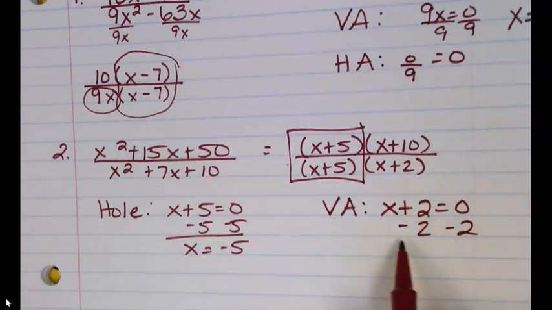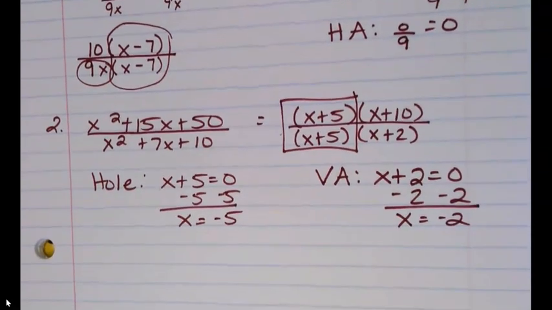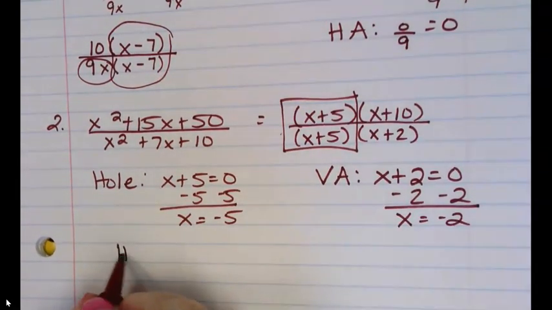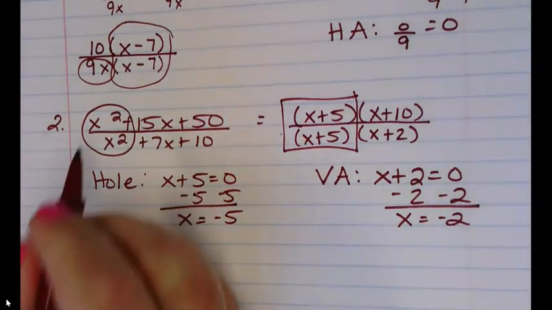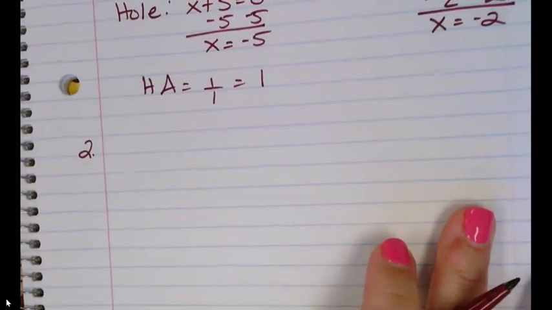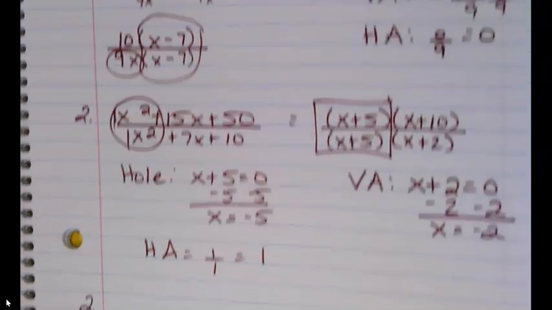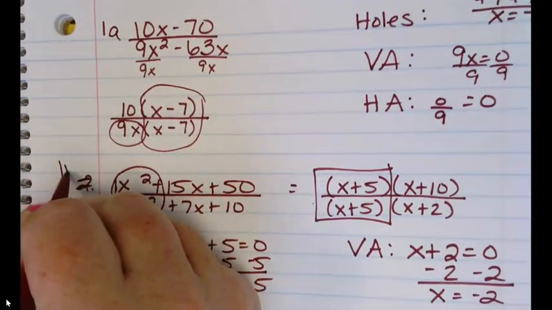So we're going to subtract 2 from both sides, and we get x equals negative 2. Last but not least, my HA. Do you see how they do match? So it's an understood 1 in the front and the bottom, so 1 divided by 1 is 1. Okay. That was really number 1a, 1b.